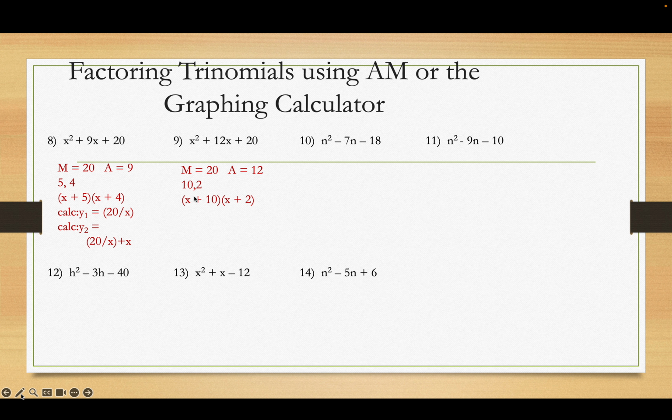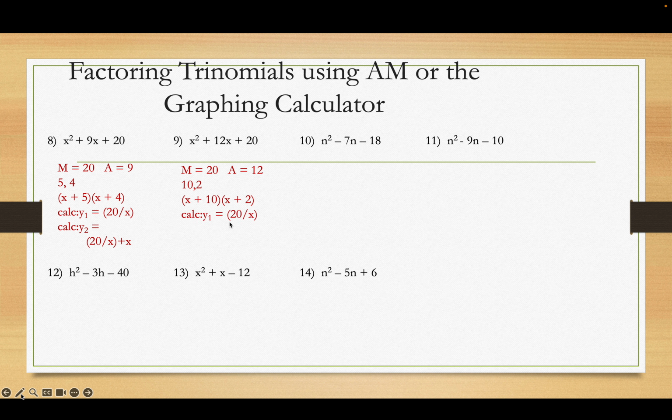Let's distribute back to check ourselves. I should have done it on the first one. We'll do it here. X times x is x squared. X times 2 is 2x's. 10 times x is 10x's. 2x's and 10x's all together make 12x's, which we wanted. And 10 times 2 is 20.